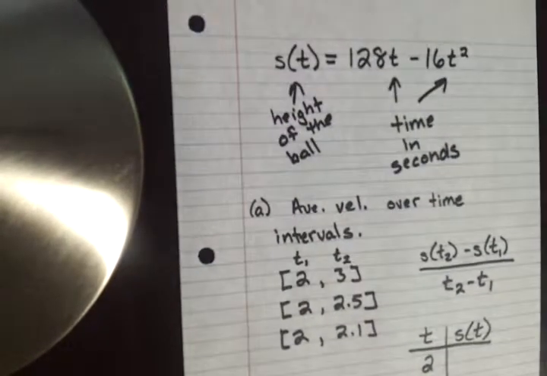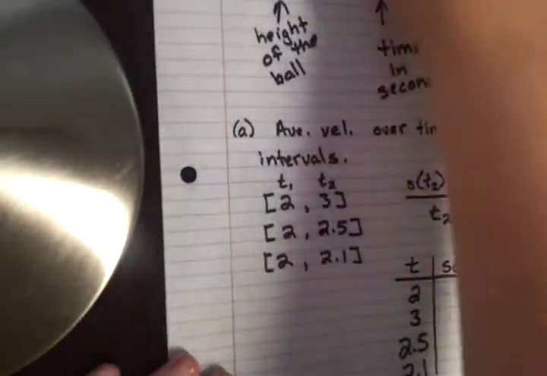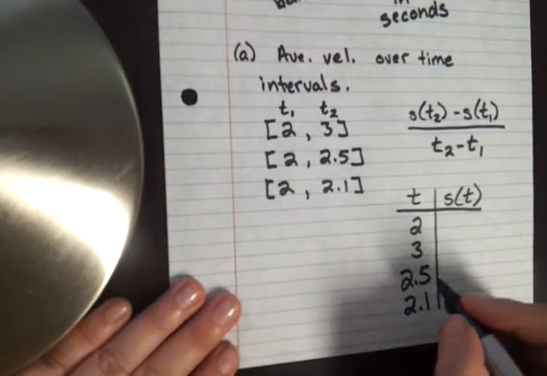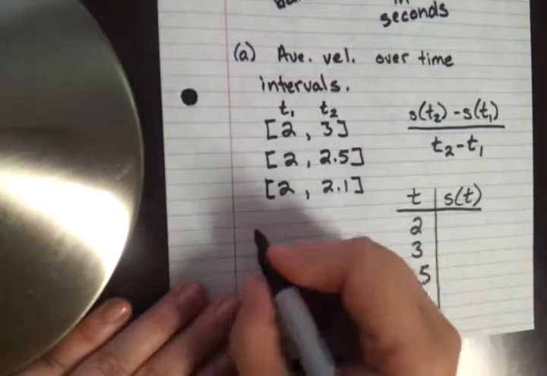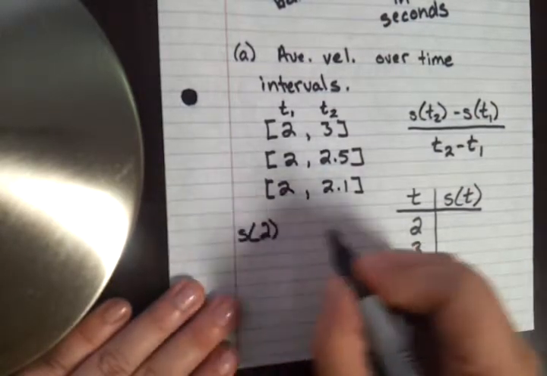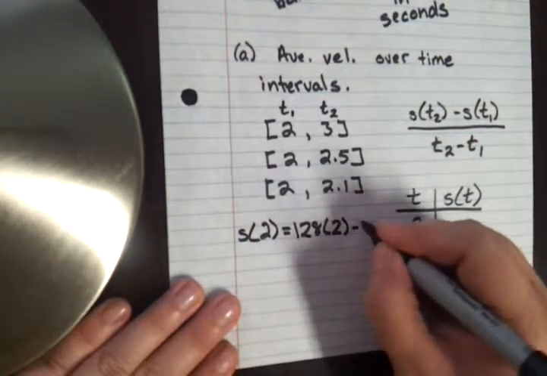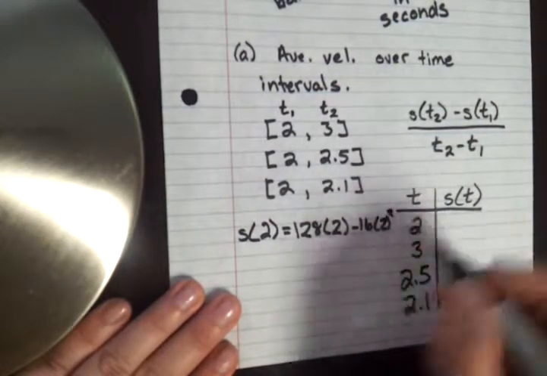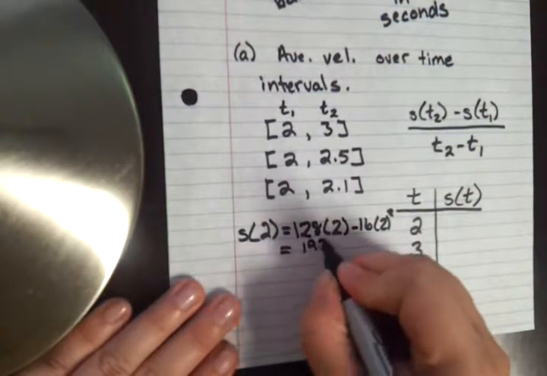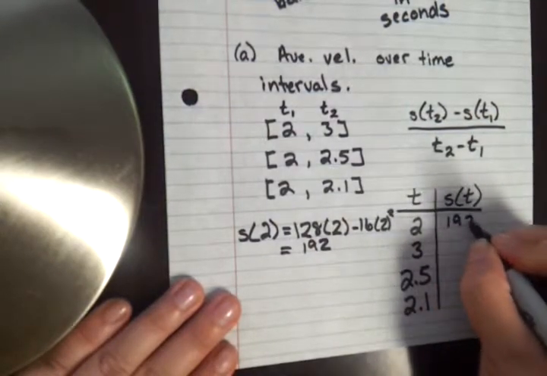So we go back to our original function, this 128t minus 16t squared, and we're just going to plug in 2 first, then we'll plug in 3, then we'll plug in 2.5, then we'll plug in 2.1. So for s of 2, that's going to be 128 times 2 minus 16 times 2 squared. And if you plug that into your calculator, the answer you are going to get will be 192. So we'll put a 192 right here.